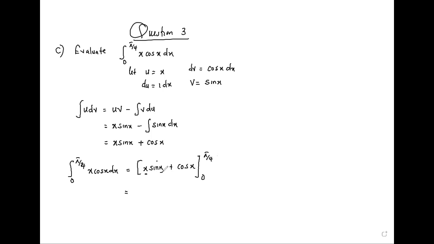When I put pi over 4 here and pi over 4 here, I get pi over 4. What is sine pi over 4? Sine 45 is root 2 over 2. And then if we do cos 45, again we get root 2 over 2. And then minus, we close. Sine 0, we get 0 here. And then plus cos 0, we get 1. So this becomes root 2 pi over 8 plus root 2 over 2 minus 1. And so we leave it here. That's how we use by parts.